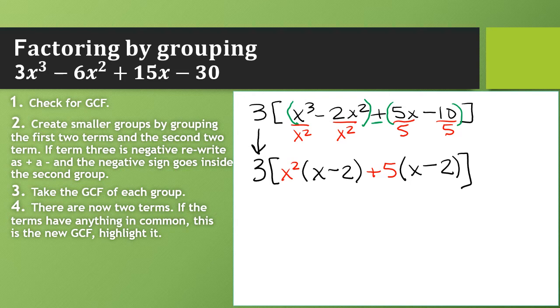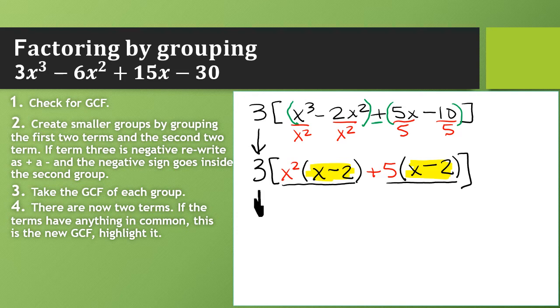Step 4, there are 2 terms. So when I look at this right here, I see a term here, I see a term here. If they have anything in common, that's going to be the new greatest common factor. So when I look at these to see if they have anything in common, there's an x minus 2 here, and there's an x minus 2 right here.